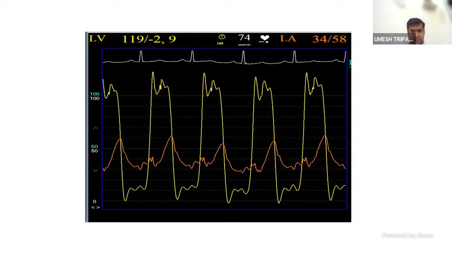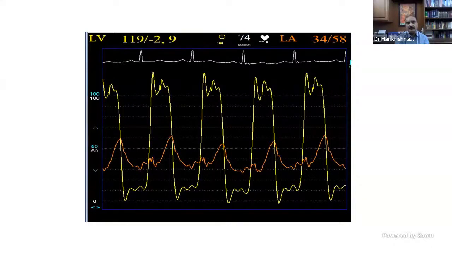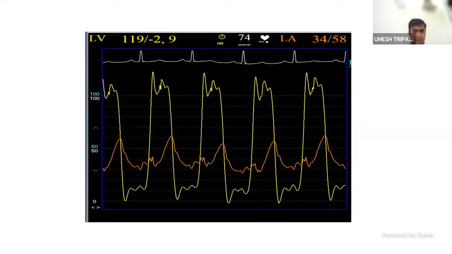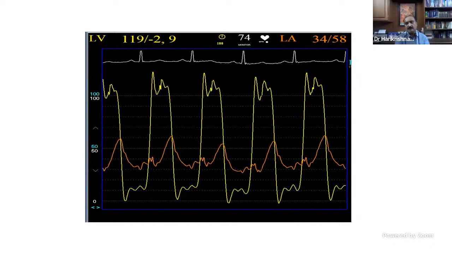Showing prominent, showing up LA pressure of mean of around 30 to 40, sir. Okay. And there is prominent. What is A and V? Sir, A is around 30 and V is around 60, sir. Okay. So there is a prominent V wave. So what is it? Severe MR, sir. Severe MR.